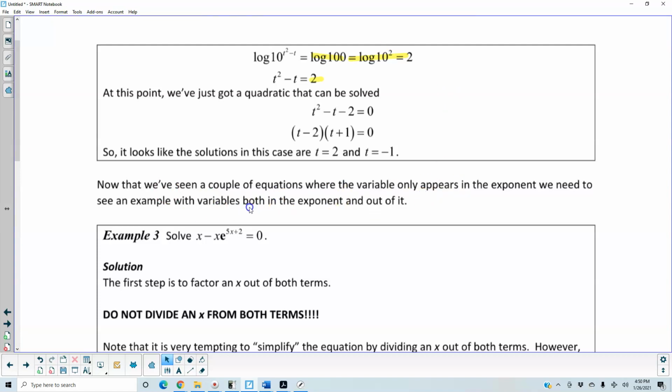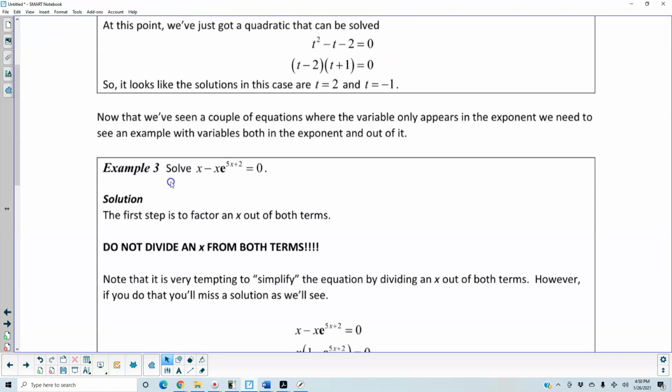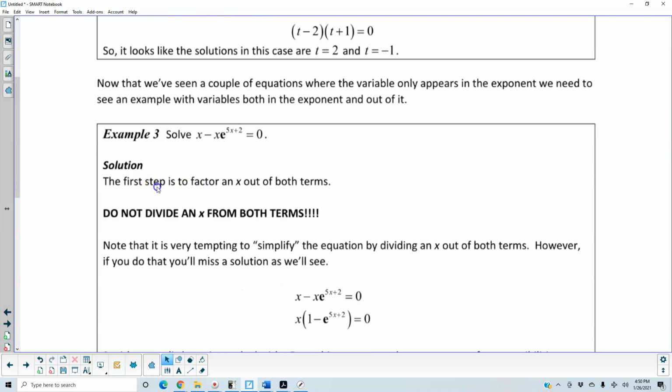Now that we've seen a couple of equations where the variable only appears in the exponent, we need to see an example with the variables both in the exponent and out of it. So for example 3, we're going to solve x minus x raised to the power of 5x plus 2 is equal to 0. Now the first step is to factor an x out of both terms.